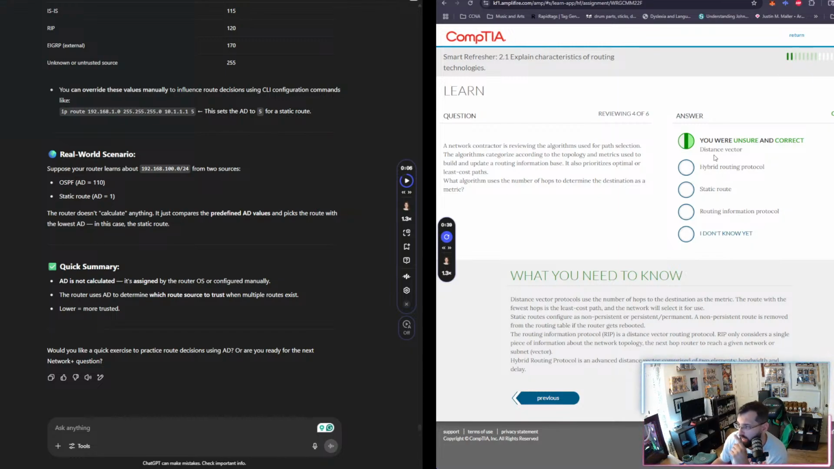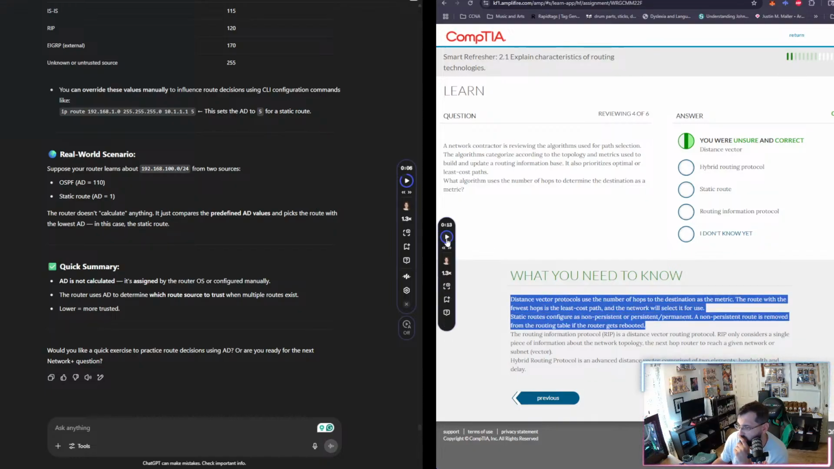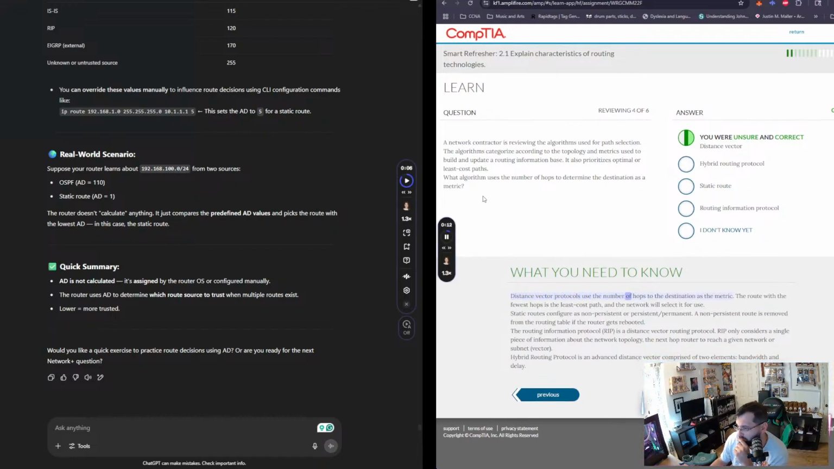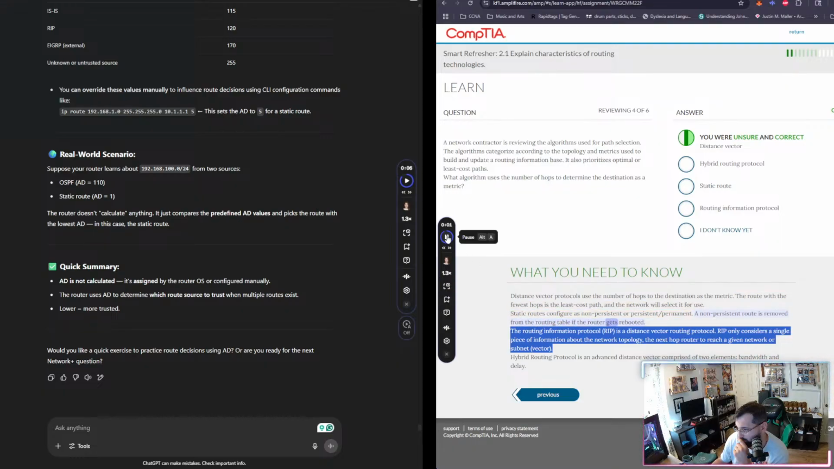I got it right, but why? Okay. Distance vector protocols use the number of hops to the destination as the metric. The route with the fewest hops is the least cost path, and the network will select it for use. Static routes configure as non-persistent or persistent permanent. A non-persistent route is removed from the routing table if the router gets rebooted.